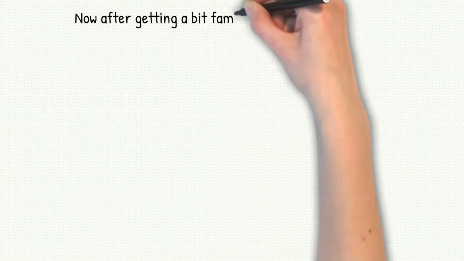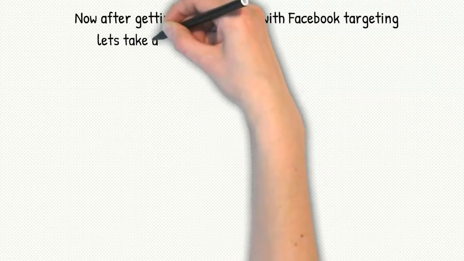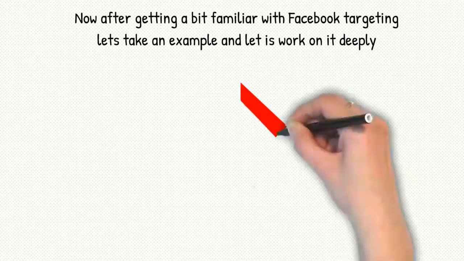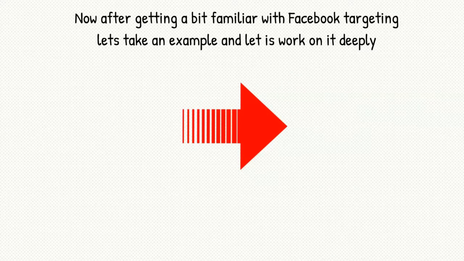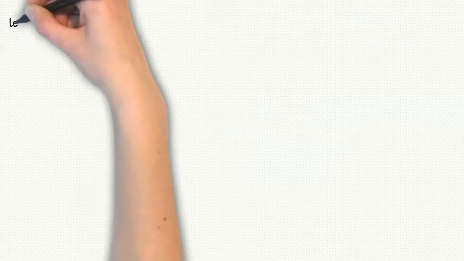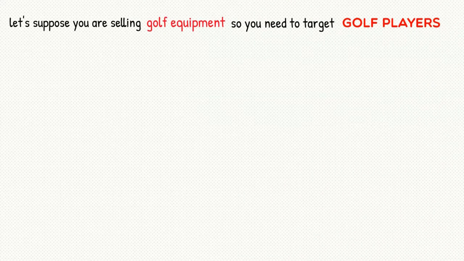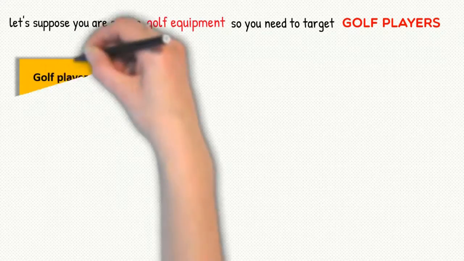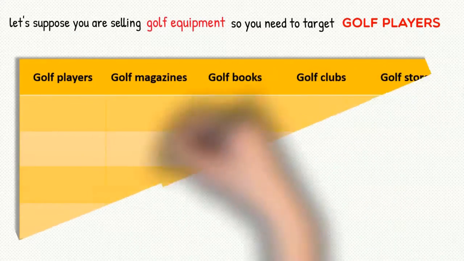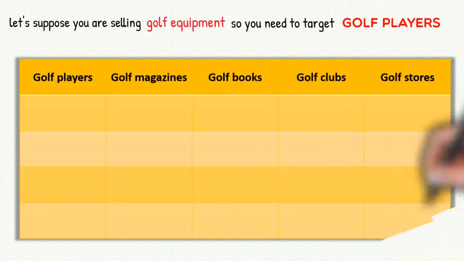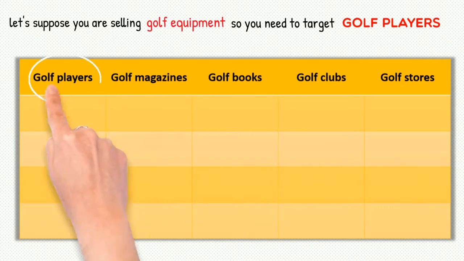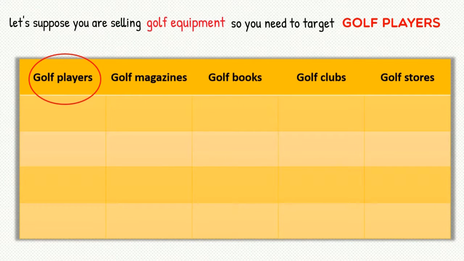Now, after getting a little bit familiar with Facebook targeting, let's take an example and work on it deeply. Let's suppose you are selling golf equipment, so you need to target golf players. So the first thing I would do is to draw a table like this one. Now I need to search for golf players.